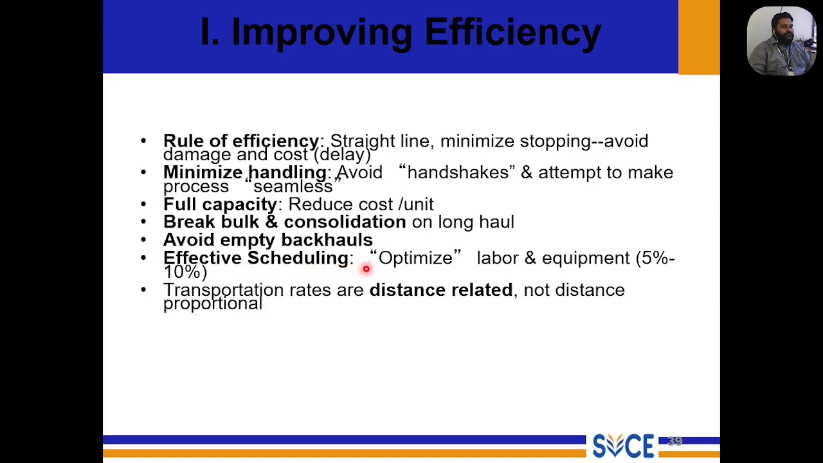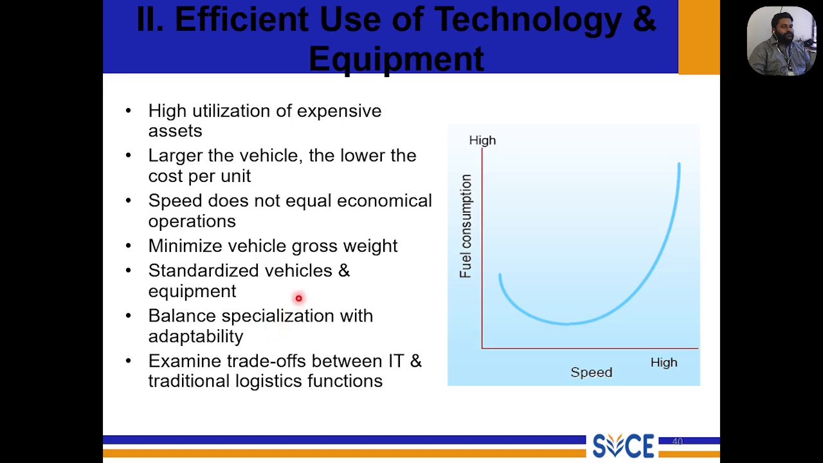Effective scheduling is more important because optimizing labor and equipment is only 5 to 10%. Transportation rates are distance related, not distance proportional. That has to be taken into account very carefully. So, what is the efficient use of technology and equipment? High utilization of expensive assets. The larger the vehicle, the lower the cost. Speed does not equal economical operation. Minimize vehicle gross weight, and standardize vehicles and equipment. Balance specialization with adaptability. Examine trade-offs between IT and traditional logistics.